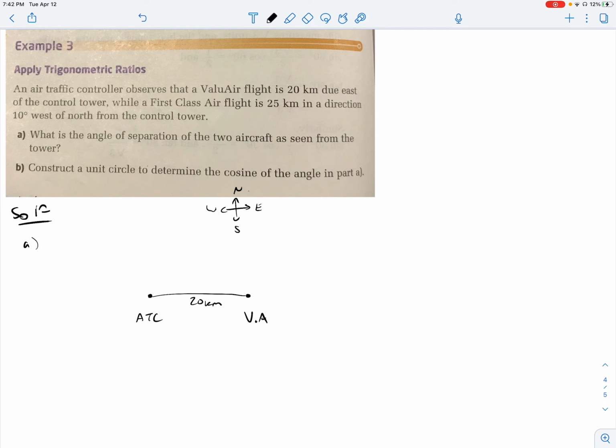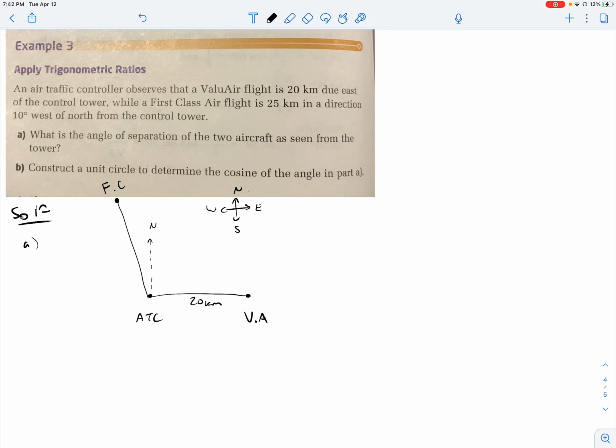Okay, then it says first class air flight is 25 kilometers in a direction of 10 degrees west of north from the control tower. So north is straight, I guess you could say forwards, for the air traffic controller. This points north. And it says first class is in a direction 10 degrees west of north. So if this is north, it's an extra 10 degrees west of north, so I'd have to rotate another 10 degrees. So it's going to be along there. Its distance is 25, so it's going to be a little bit farther away. We'll call this FC for first class.